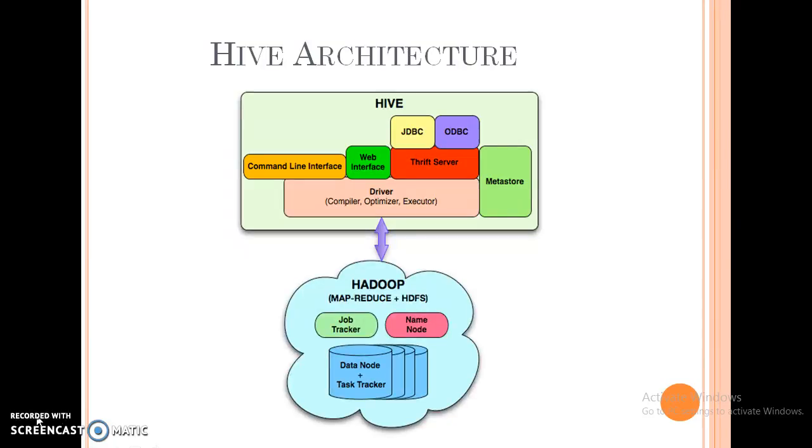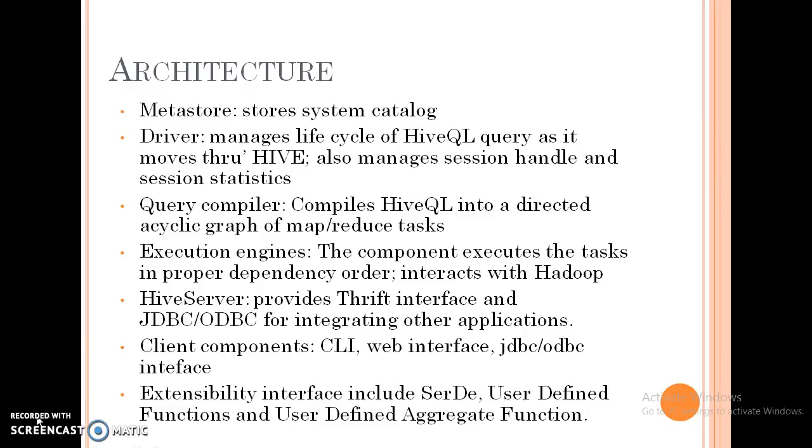Now we'll see the architecture of Hive. So we have Hive with components such as JDBC, ODBC, command line interface, web interface, thrift server, metastore, and driver, which has compiler, optimizer, and executor. The next we have Hadoop, which is a combination of MapReduce plus HDFS, Hadoop Distributed File System. The next we have job tracker, name node, data node plus task tracker. Now we'll see the components of it.